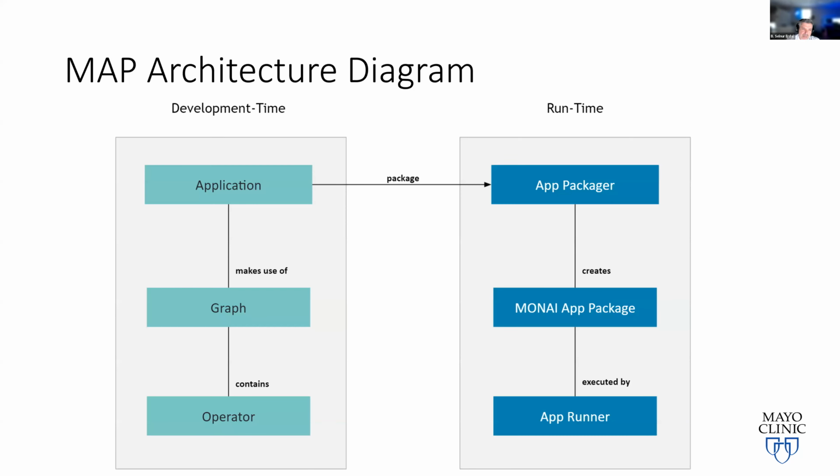Okay, so at the higher level, what is a diagram for a MAP is, you have an application. It makes use of directed acyclic graphs. It contains what we call operators, which I will touch on in the next slide. And when you package this, you can use the app packager we provide. It creates a MONAI application package, and it can be executed on what we call an app runner to test it out, or you can turn it into a container and you can ship it, anything you want with it.